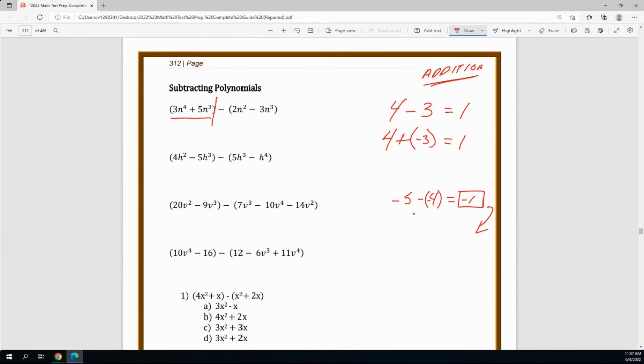Now, let's try it again. Let's go ahead and apply the little trick. Let's take a negative 5. And now instead of subtracting, we're going to add. And instead of it being a negative 4, it's now going to be a positive 4.